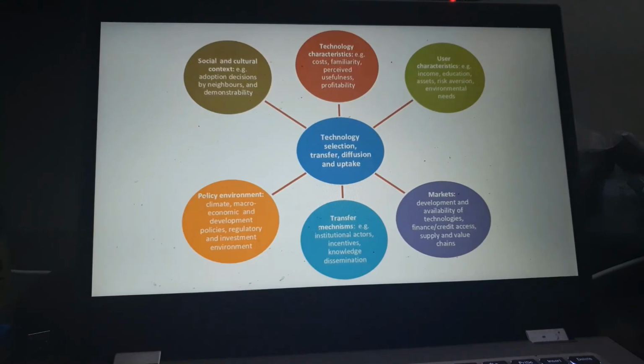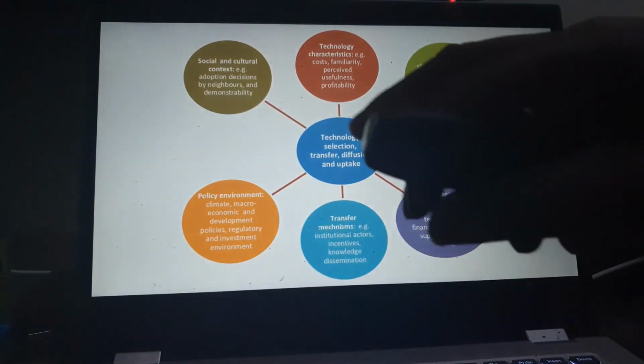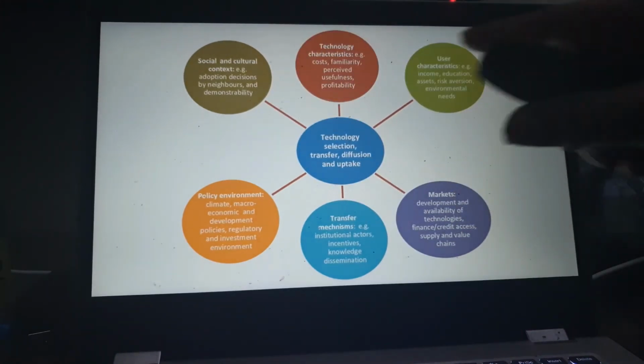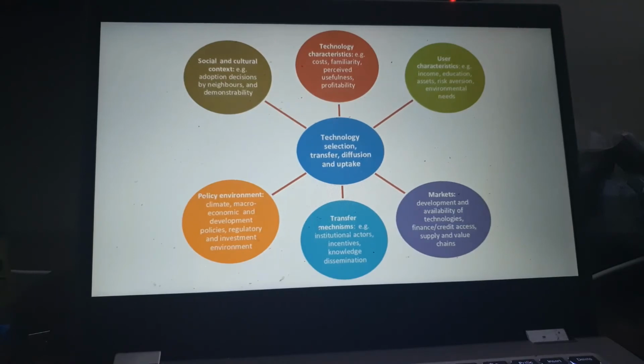Look at that again. Technology selection, transfer, and diffusion depend on a number of factors. You can see out there the user, the market, the transferer, the transfer itself, the policy, the social and cultural aspect, the technology itself. So these are factors that will influence the transfer.